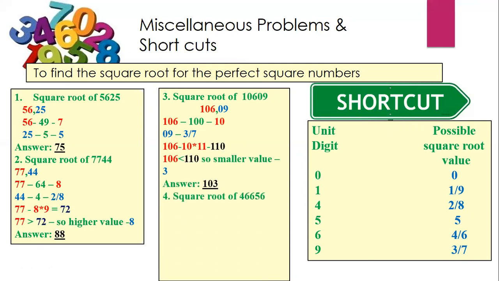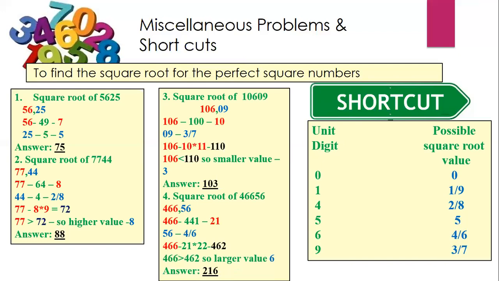Right? Next, square root of 46656. Split it into 466 and 56. The nearest perfect square is 441, which is the square of 21. So I can say the first digits are going to be 21. To fix the unit digit, it is ending with 6, so it has two possibilities, either 4 or 6. Now 21 into 22 is 462. Between 466 and 462, 466 is greater, so our answer will be 216. This is how we need to find the square root for perfect square numbers.